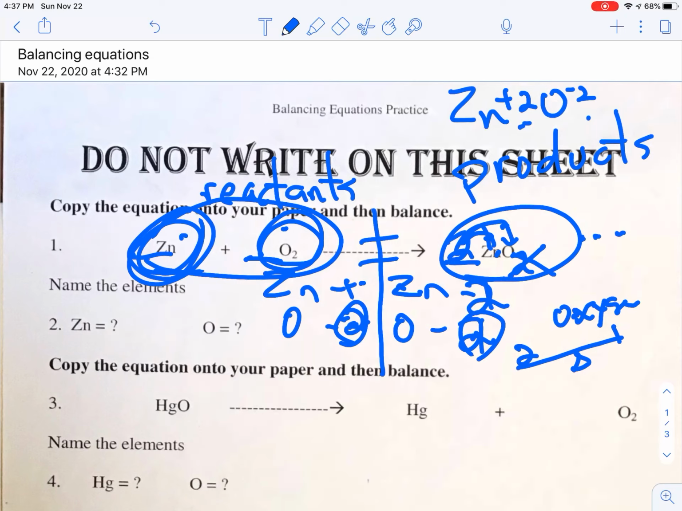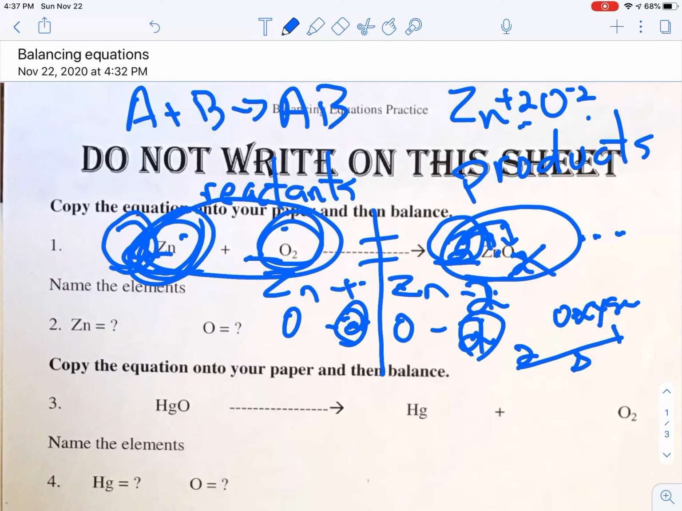Now the oxygens are balanced, but the zincs are not. So on the left side, the reactant side, I need 2 zincs, so I put a 2 there. I know this looks like a mess, but you're finished. The only thing you had to do is put a number in front here and a number in front here. Those are called coefficients. That's what balanced the reaction. Now this type of reaction is A plus B yields AB, and there's only one plus sign. See that? That's called a synthesis reaction.